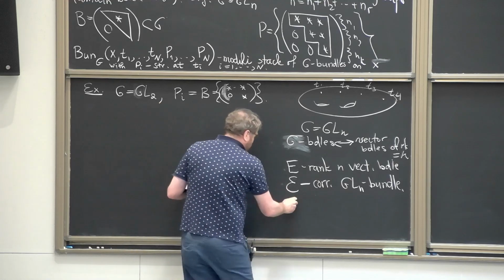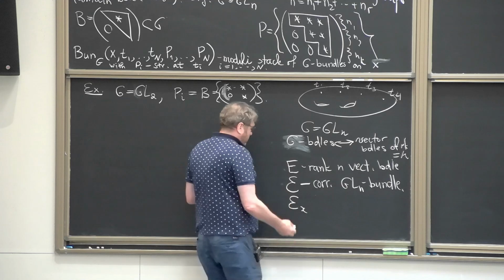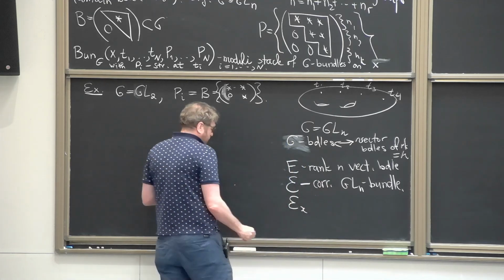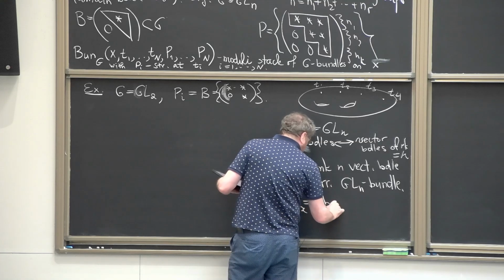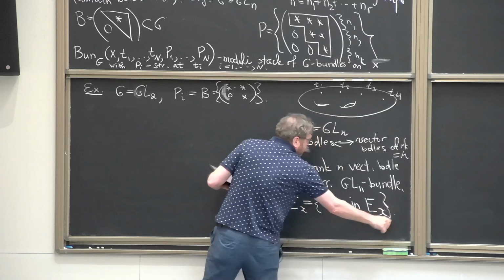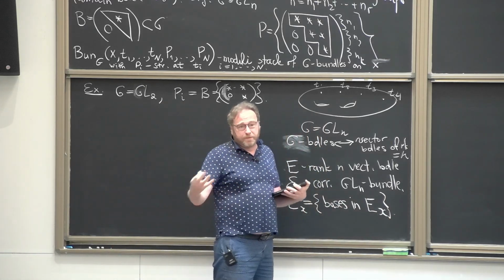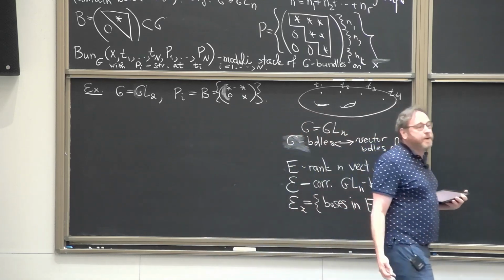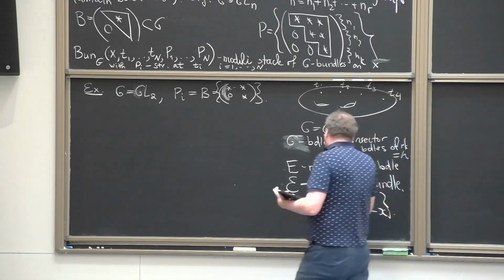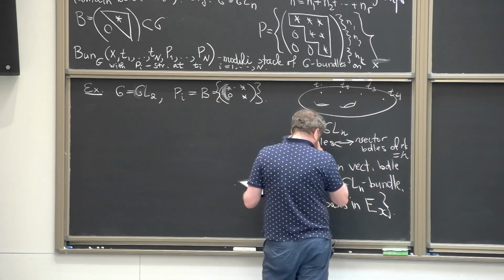So what is the fiber of script E at a point X? Well, it's isomorphic to GL_n, but what is it canonically? I claim that canonically it is just the set of all bases in the fiber of the corresponding vector bundle. The set of all bases in a vector space is a classic example of a torsor over the general linear group, because we can change bases by a matrix. So that's the fiber.